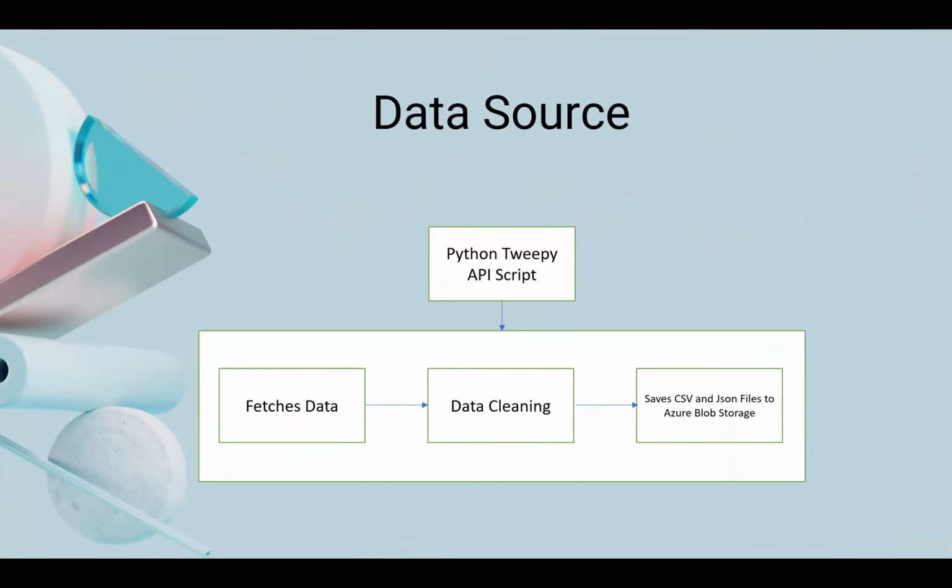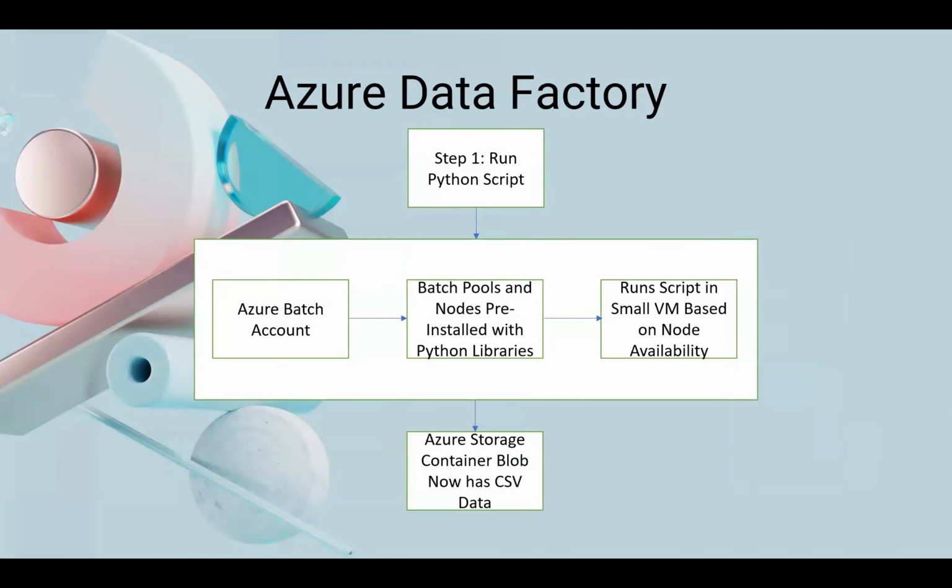Our data source is basically generated by a Python script. This script scrapes live Twitter data using the Tweepy API. We've done our authentication for Twitter and for Azure in this script itself. We have also done some pre-processing and data cleaning before saving our CSV and JSON files. We are saving our CSV and JSON files onto the Azure Blob Storage.